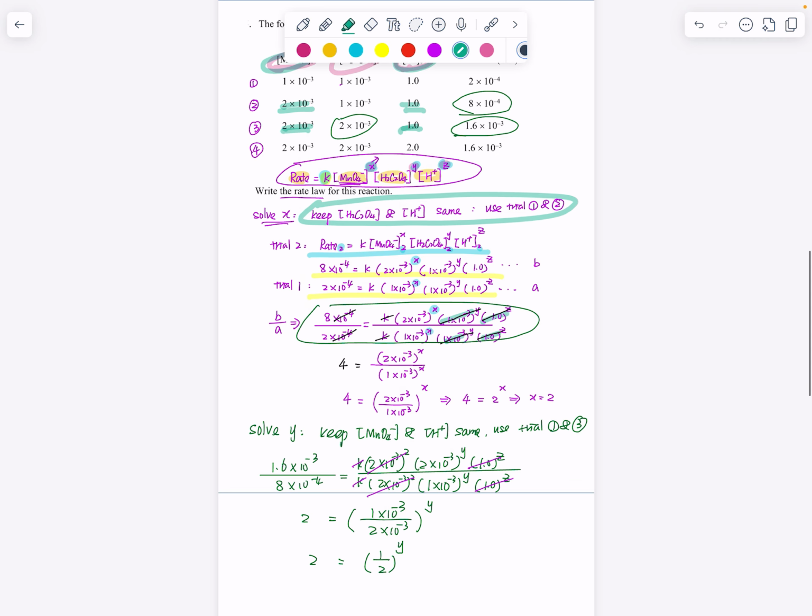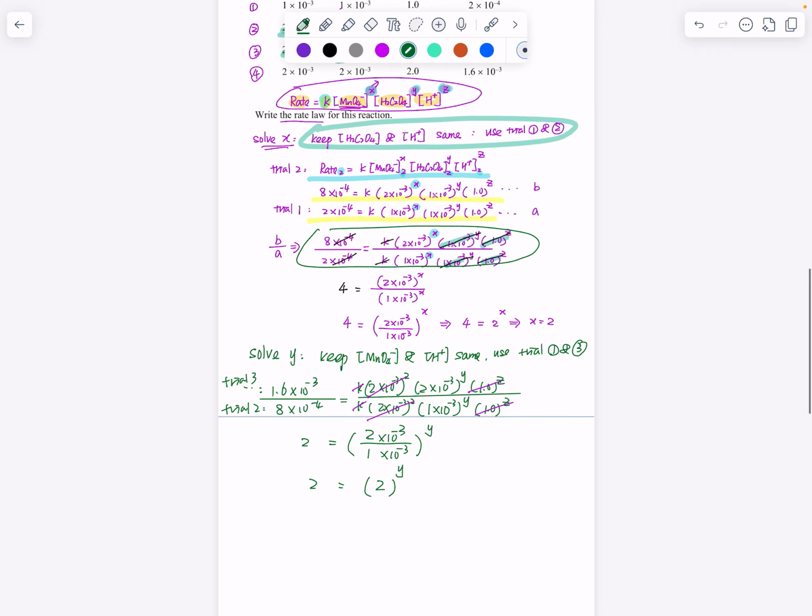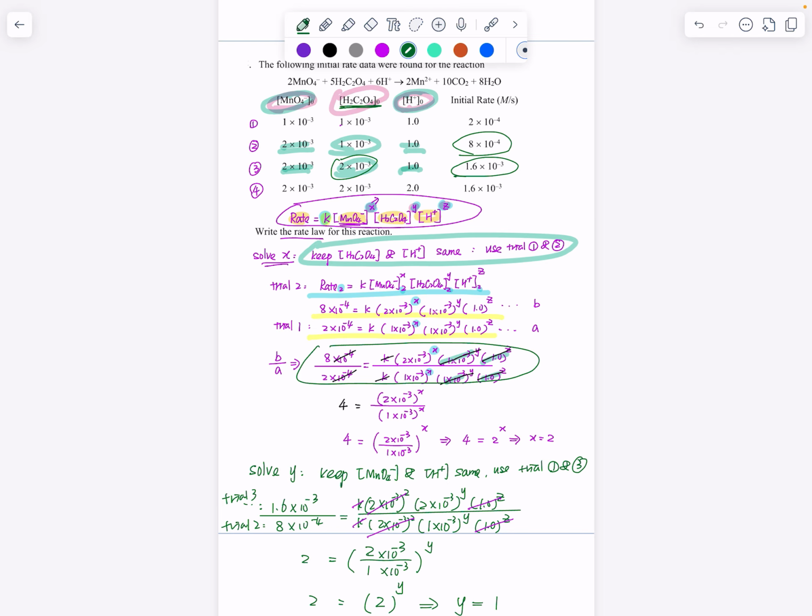This is also something to keep in mind when you work these out: make sure you keep track of which equation you put on the numerator. This is trial 3 info, this is trial 2 info, so don't get confused like what we did earlier. So this is supposed to be 2, and this is 1. Now the numbers look correct. So that's 2 raised to the power of 1, and we see y equals 1. With respect to the second reactant, the reaction order y equals 1. That's how you solve the second one.